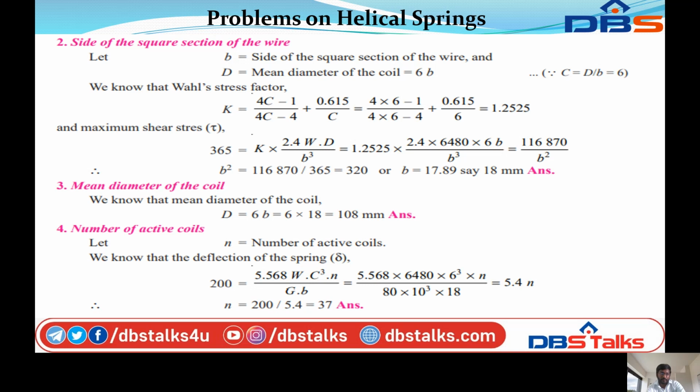We know that the Wahl stress factor K is equal to (4C minus 1) by (4C minus 4) plus 0.615 by C, that is equal to (4 into 6 minus 1) by (4 into 6 minus 4) plus 0.615 by 6, that is equal to 1.2525. So K is equal to 1.2525.